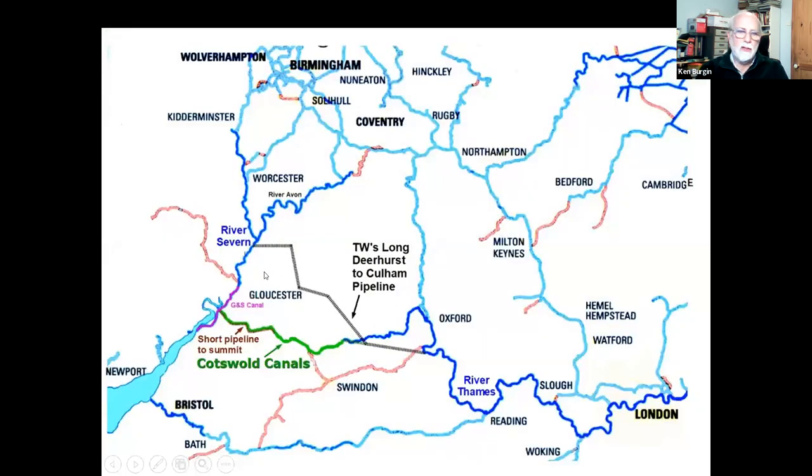If you compare the canal scheme with the pipeline scheme, the grey dotted line is the pipeline, going right the way across from Deerhurst on the Severn, right up over the top of the Cotswolds, and then down to a point downstream of Oxford. The Cotswold Canal scheme would involve only a short pipeline at the western end to take the water from the Gloucester and Sharpness to Newtown, Leestington, then in canal to Ryford, and then in another pipeline from Ryford through to the summit level. There's more on that later. It then flows by gravity down the canal on the eastern side and ideally into the Thames at Lechlade. There is still some debate, argument on whether that eastern stretch of the pipeline is necessary to bypass the Thames.